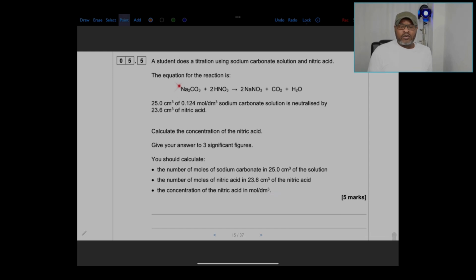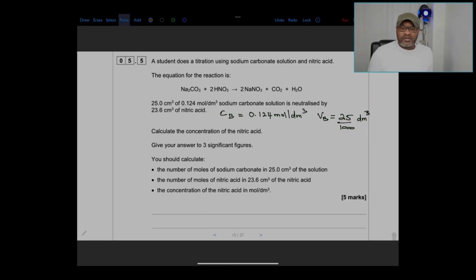This is 1 mole of sodium carbonate reacting with 2 mole of nitric acid to give 2 mole of sodium nitrate, 1 mole of carbon dioxide, 1 mole of water. Those mole numbers are stoichiometric mole. So first thing we need to do is, you could see that we've got the concentration of the base. Here's the base. Concentration of the base is equal to 0.124 mole per decimeter cube. And we also have the volume of the base. The base is 25 centimeter cube. So we write 25 divided by 1000. That converts it to decimeter cube.